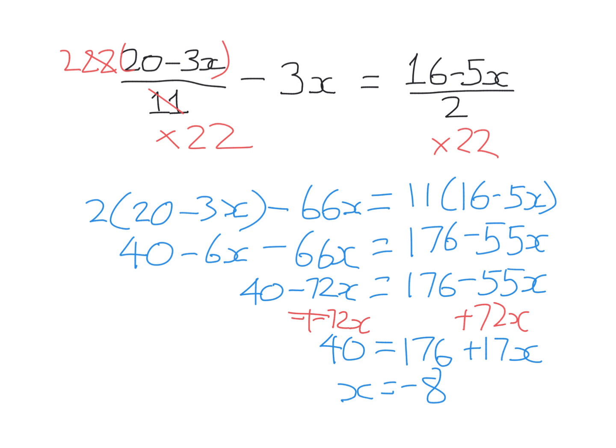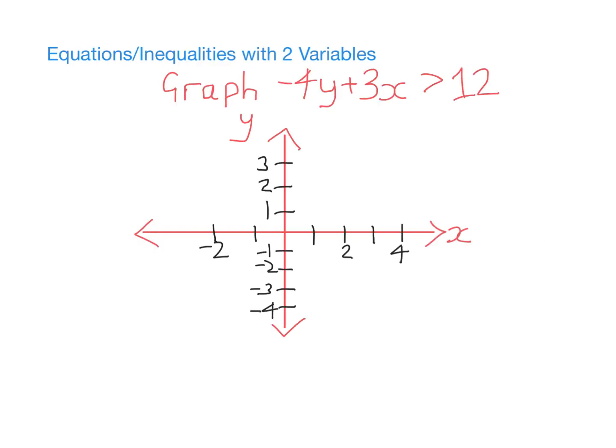All right, let's now look at equations or inequalities with two variables. So I'm going to go ahead and graph this inequality with two variables in the Cartesian plane. So your first step is to graph the line. I'm just going to replace the inequality sign with an equal sign. I'm going to graph the line negative 4y plus 3x equals 12.